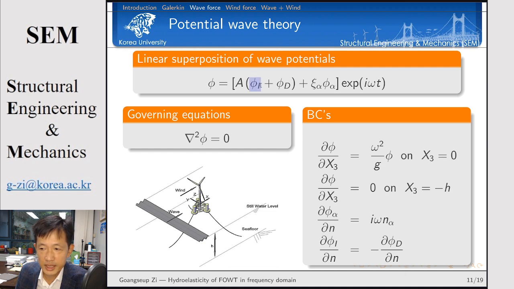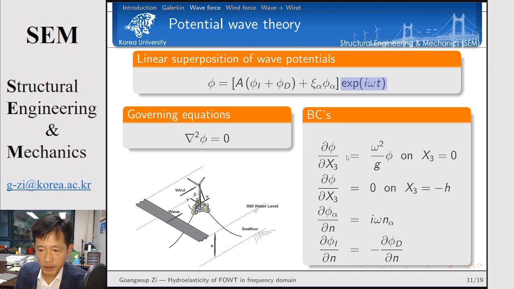The first one is the incident potential, the wave potential far away from the structure. The second part is the diffraction potential, the potential diffracted by the existence of the structure. The third term is the disturbance potential caused by the displacement of the structure. Because the velocity potential shows harmonic motion, we multiply by the exponential i omega t here.